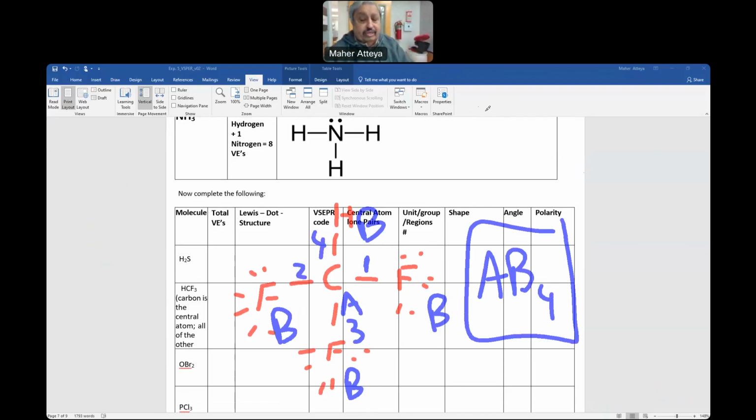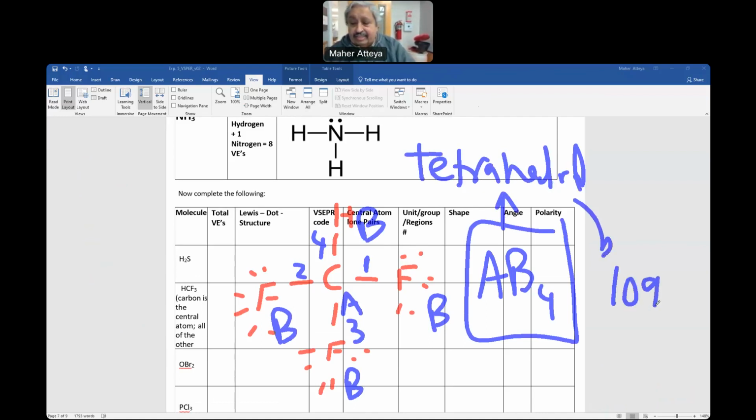You go to the table there. This one will be tetra... what? Tetrahedral. So the angle is 109 because it does not have lone pairs. We have 3 fluorine and 1 hydrogen. One is different, so that's polar. If all of them were fluorine, it would be nonpolar. If all of them were hydrogen, it would be what? Nonpolar either. So AB4, this is tetrahedral.